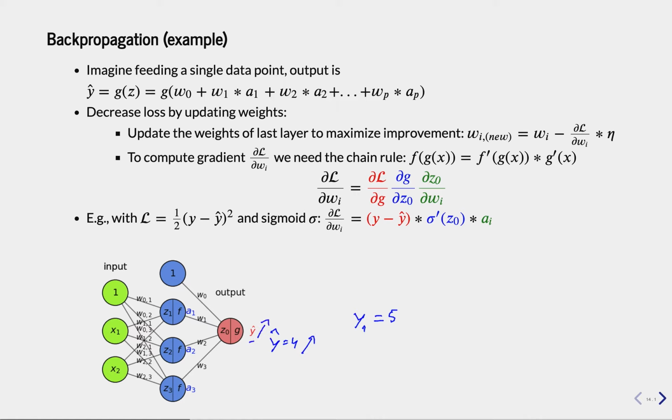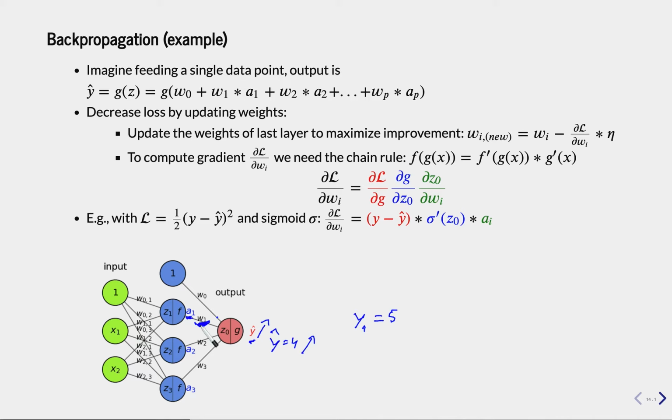We can do this in two ways. We can either increase W1, so we compute the gradient: what's the best change for W1? This depends on what the input is. If A1 is positive, then you want to increase W1 so that y also increases. If A1 is negative, we want to decrease W1 so that the output becomes less negative. So that's what a gradient does. The gradient computes how we should change W1 so that the loss reduces.